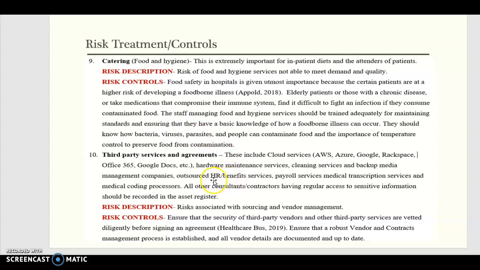Third party services have risks associated with sourcing and vendor management that we can find with any third party service. We have seen several cases where a security hole in third party service causes breach in an organization. Hence, while signing an agreement with these services, we need to ensure that their security services are diligently vetted. We need to ensure that we have a robust vendor and contracts management process.